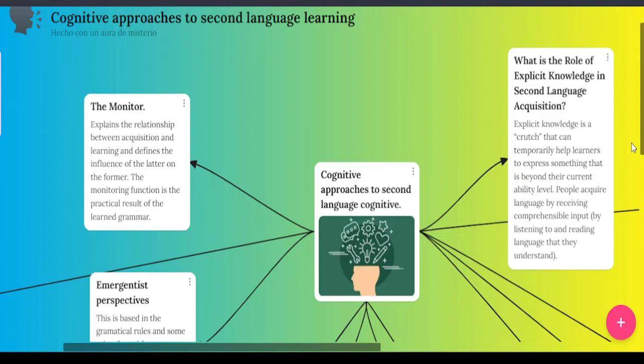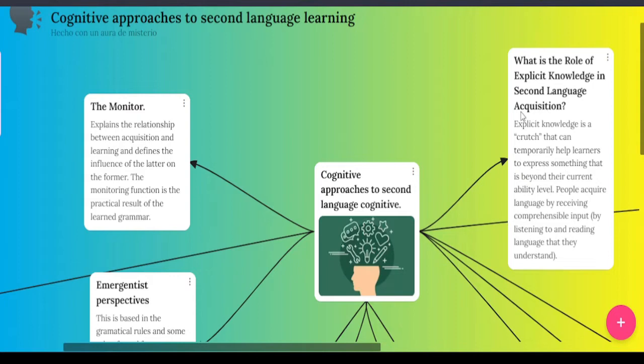So now let's start with the monitoring. Well, the monitor hypothesis explains the relationship between acquisition and learning and defines the influence of the latter on the former. And what happens? The monitor function is the practical result of learning grammar. According to Krashen, the acquisition system is the initiator, while the learning system performs the role of the monitor and the editor.